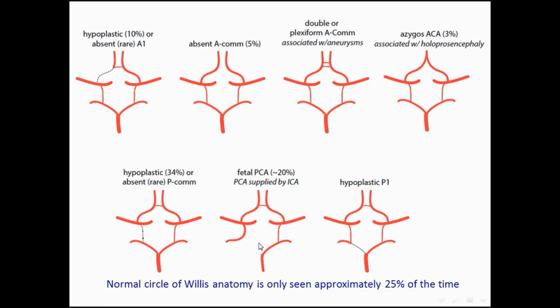And this is a case of fetal posterior cerebral artery, in which the posterior cerebral artery on the right side is originating from the right internal carotid artery rather than the basilar artery. And then the P1 segment in this case is absent. This is a case of hypoplastic P1 segment. This is the first segment of the posterior cerebral artery.